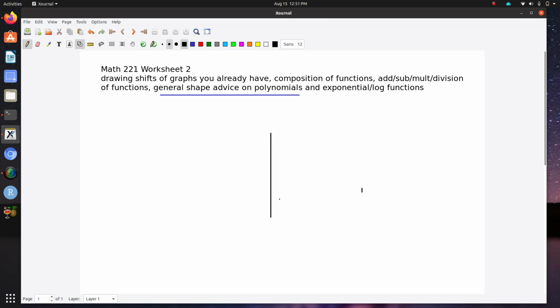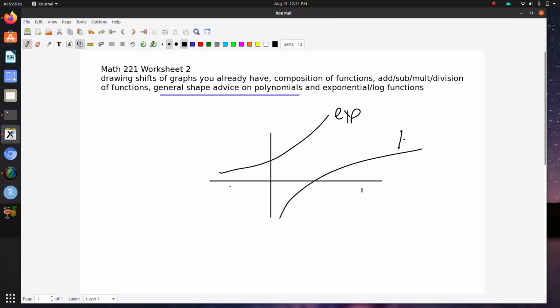Okay, what else? Logarithmic curves are going to look like this. Exponential curves are going to look like this. Logarithmic curves are going to look like this.